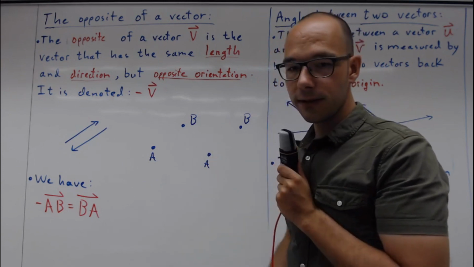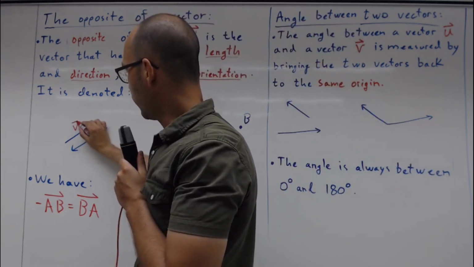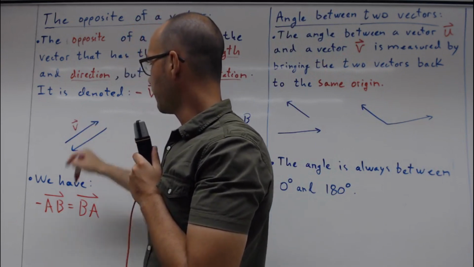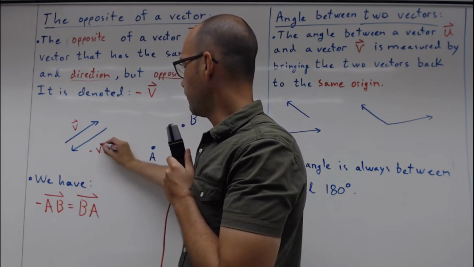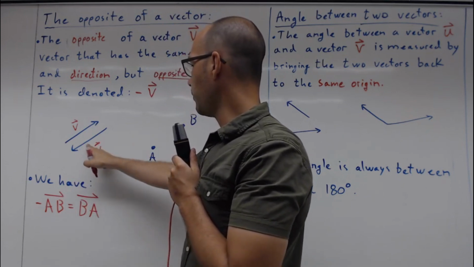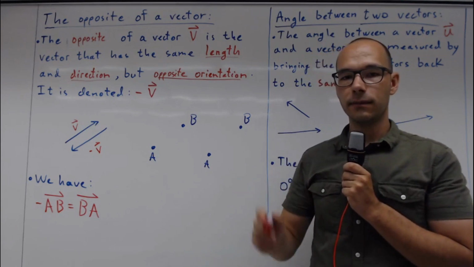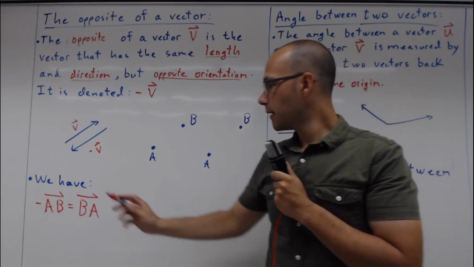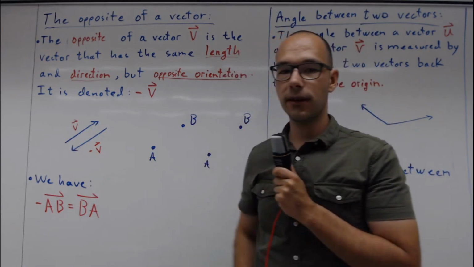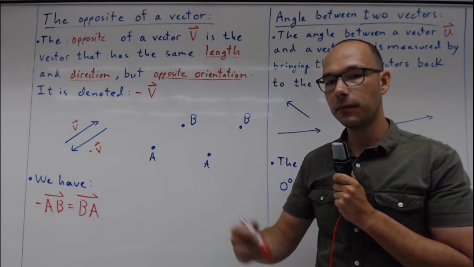And here's some examples. So if this vector is vector v, that one is going to be minus v. So it's going to be its opposite because it has the same length, it is parallel, so it has the same direction, but the arrow is on the opposite side. So this orientation is opposite.